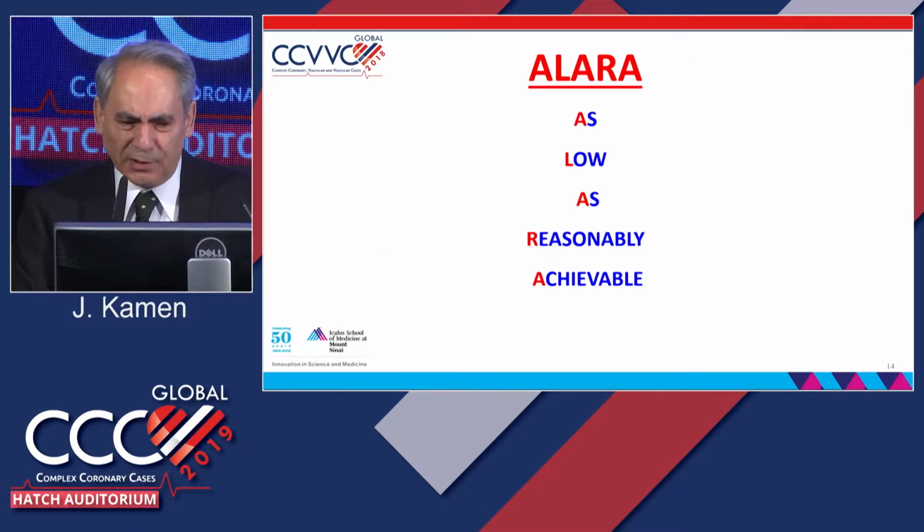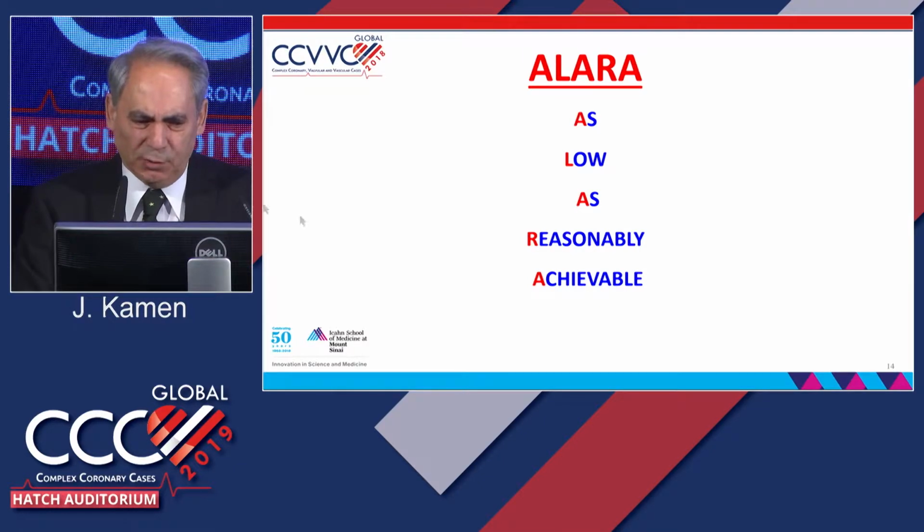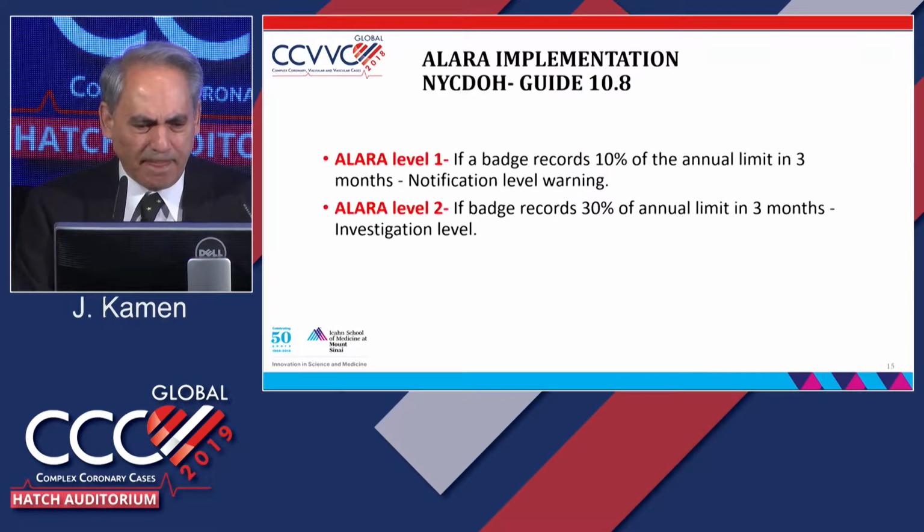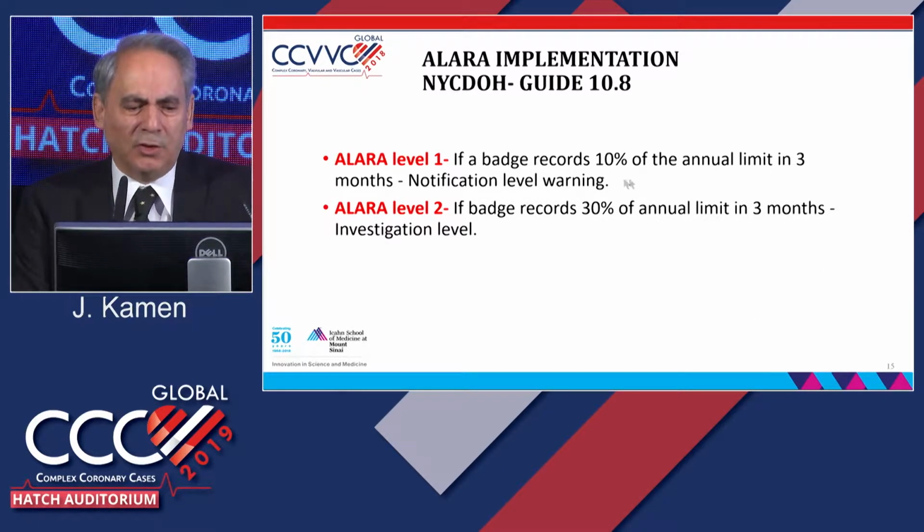ALARA stands for as low as reasonably achievable. There are some areas where it might not be practical, so they use the word reasonably. You have to be reasonable in how you get it as low as possible. How do we implement ALARA? We have level 1 and level 2. Level 1 is about 10% of the annual limit in 3 months. Level 2 is 30% of the annual limit in 3 months.